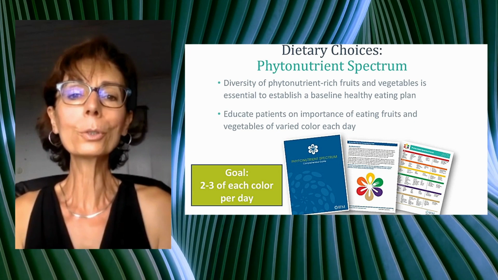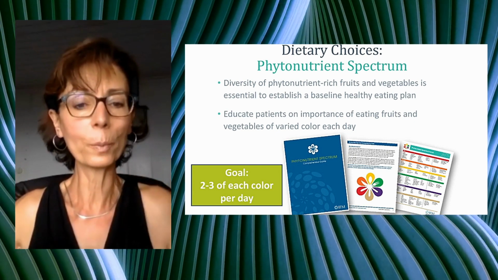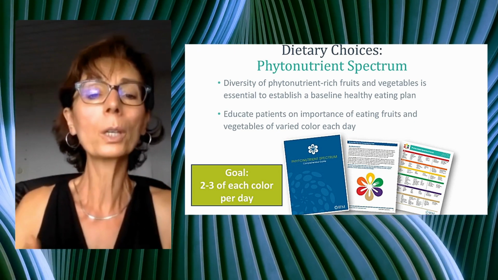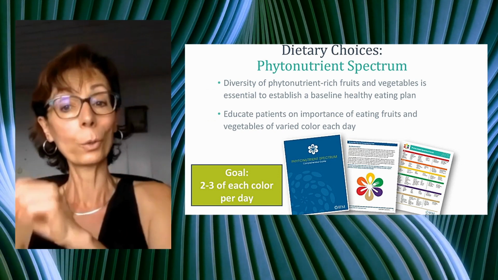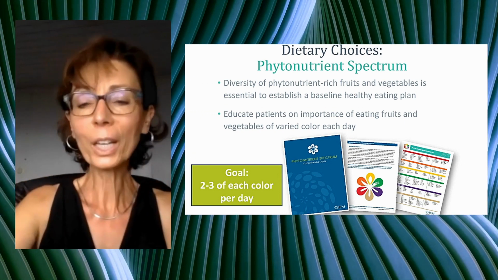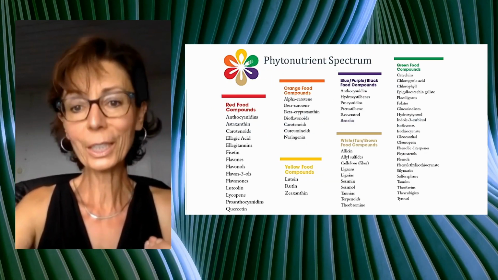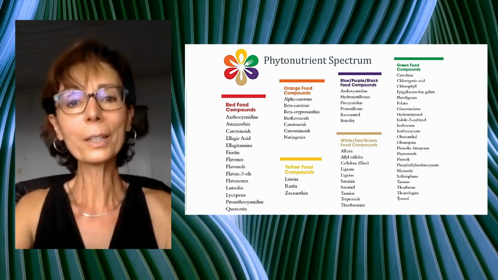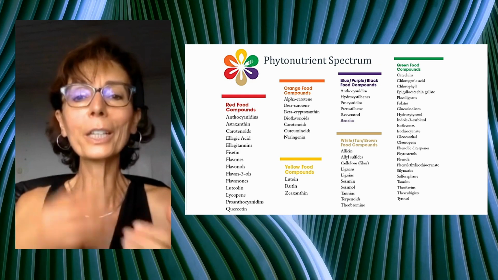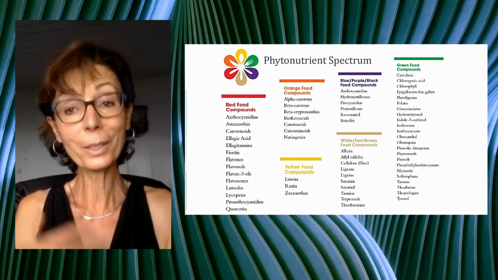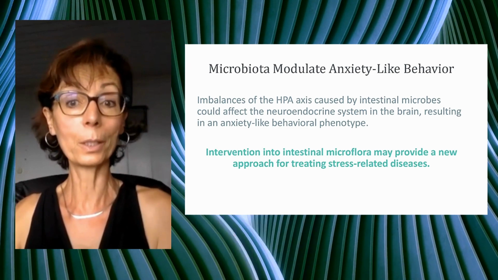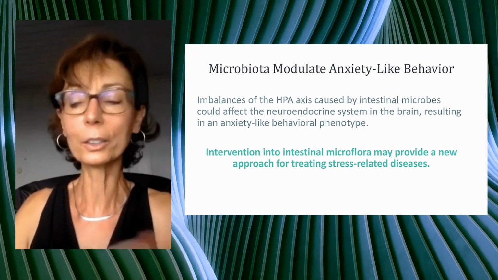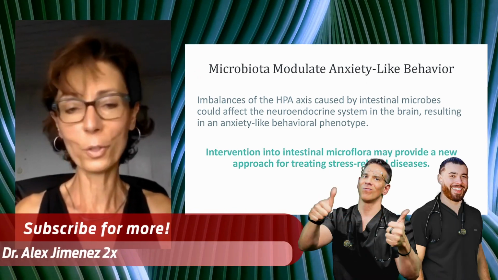And also the phytonutrient spectrum. I want patients to eat 2 to 3 colors each day. Usually it's always green, and then it can be purple or orange or red or yellow, but really focusing on eating like the rainbow. And our food plans are going to help us identify that, as well as identify the different types of phytonutrients that correspond to each color in the rainbow, so to speak.